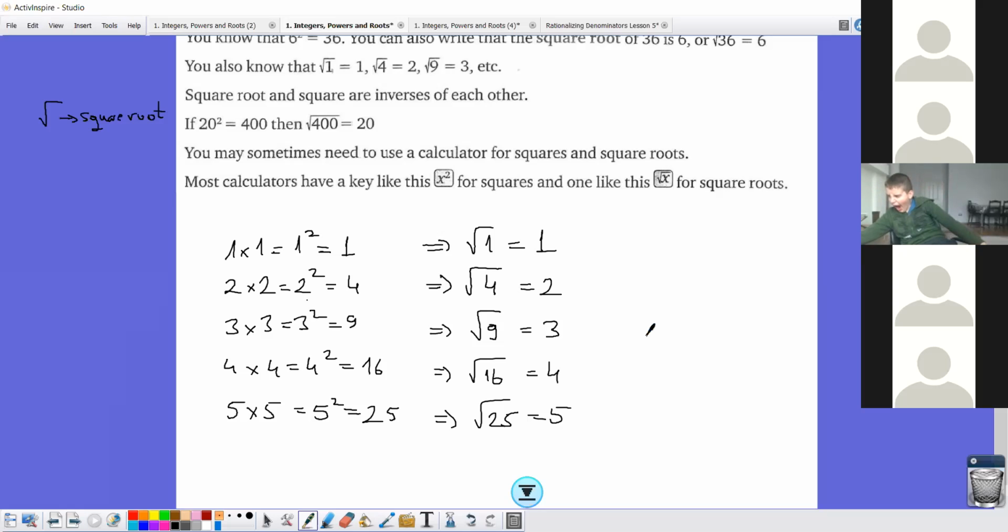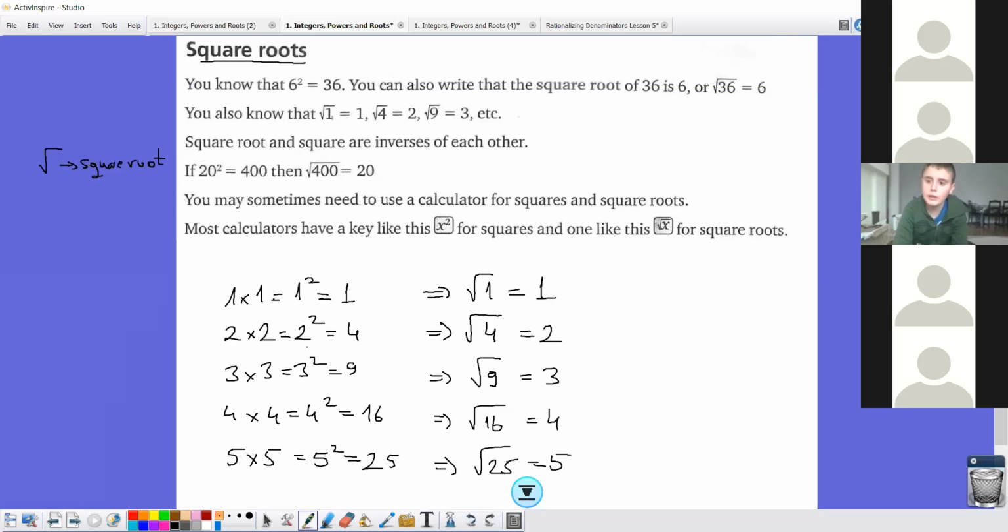So our square numbers are 1, 4, 9, 16, 25, 36. It goes like that. The square root of them will be the first numbers, okay? Did we understand? I'm taking the root and I'm finding the beginning of it. So here, as you see, square root and square are inverses of each other.